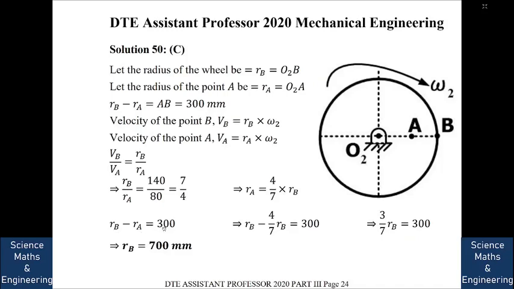Now we know RB minus RA is 300. So we get RB minus 4 by 7 of RB is 300, or we get RB is equal to 700 millimeter. So our answer is that the radius of the wheel is 700 millimeter. Now note, in some questions you may be asked the diameter also instead of the radius. So then it will be 1400 millimeter.